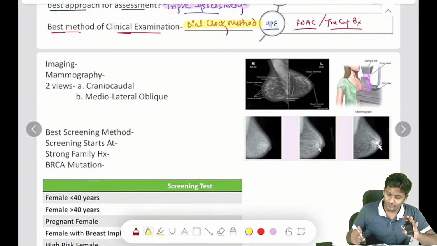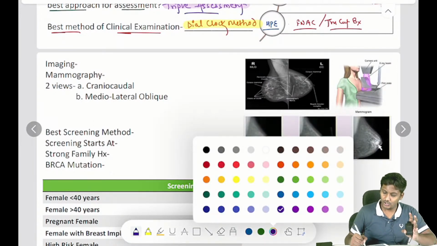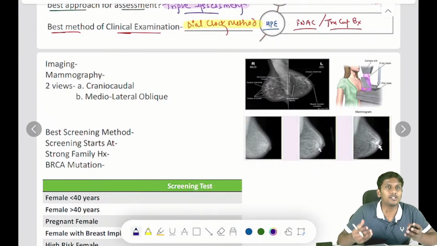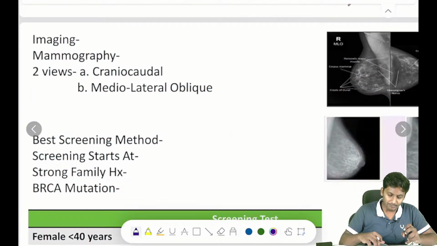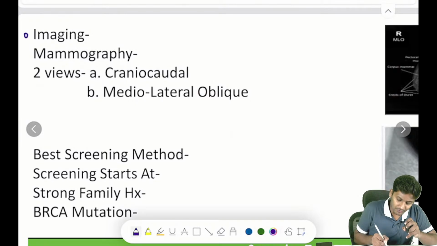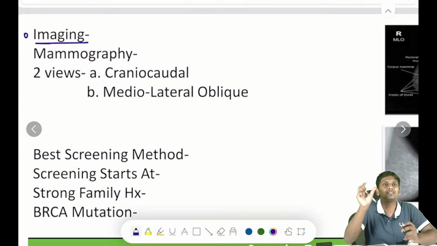Important is now, if I talk about the imaging, once we are done with the clinical examination, we are going to go for imaging, that is radiological investigations. And definitely, the first and the most commonly used imaging technique that you have to remember, please remember, it is nothing else but mammography.